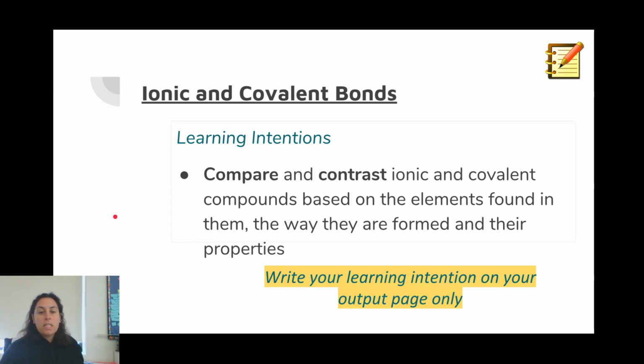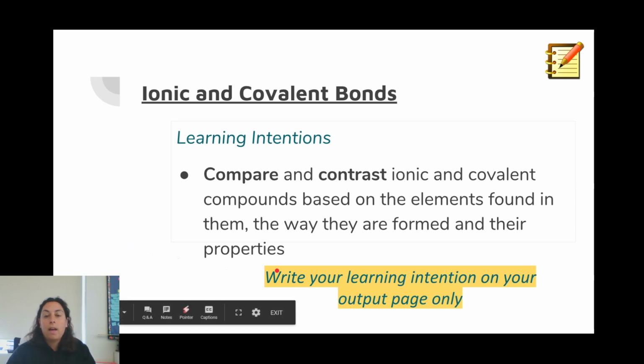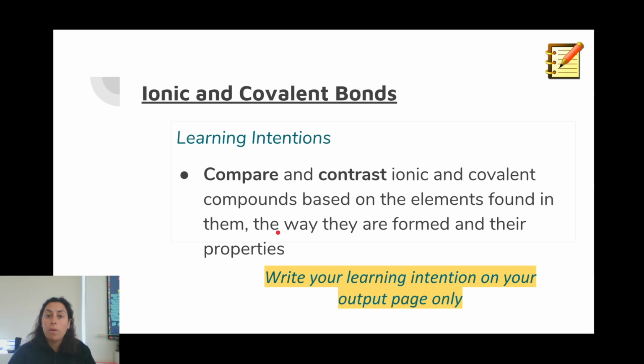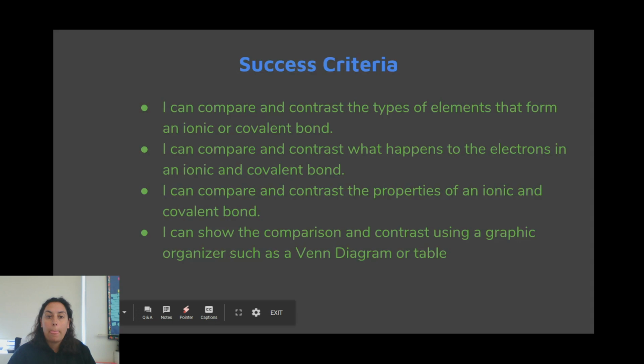Our learning intention for today is to compare and contrast ionic and covalent compounds based on the elements found in them, the way they are formed, and their properties. You need to write your learning intention on the output page only, please, as you're only going to do the Venn diagram. The rest of it we've already taken as notes.